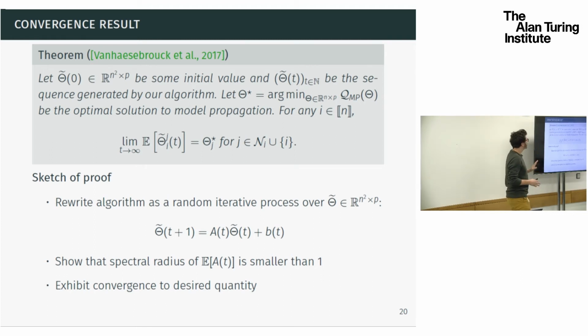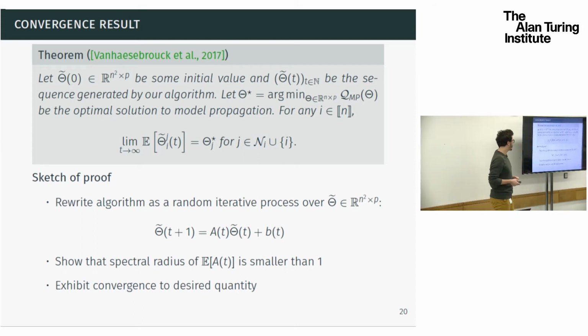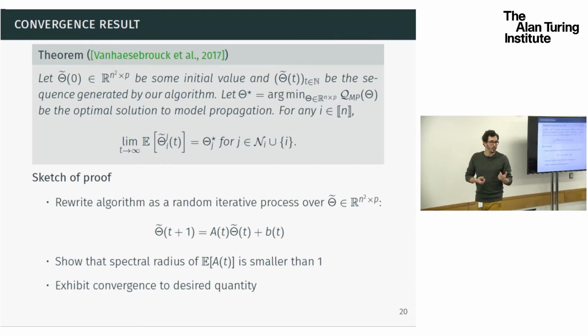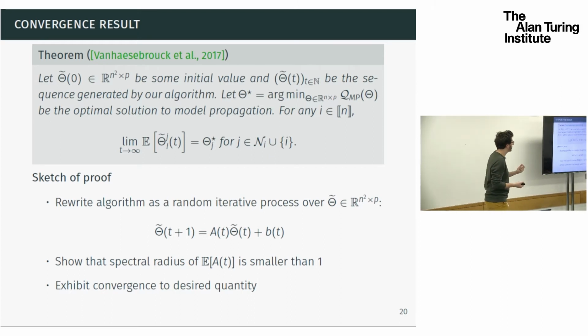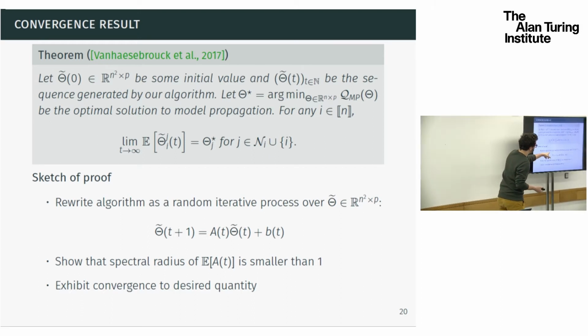And the way this can be proved is essentially by seeing the algorithm as some kind of random iterative process, a linear dynamic system, where my parameters at time t plus 1 are essentially derived from the parameters at time t. And the way they're derived is a transition matrix, which is random, A of t, which is applied to this parameter, and then there's also a b vector that is added. Both A and b are random.